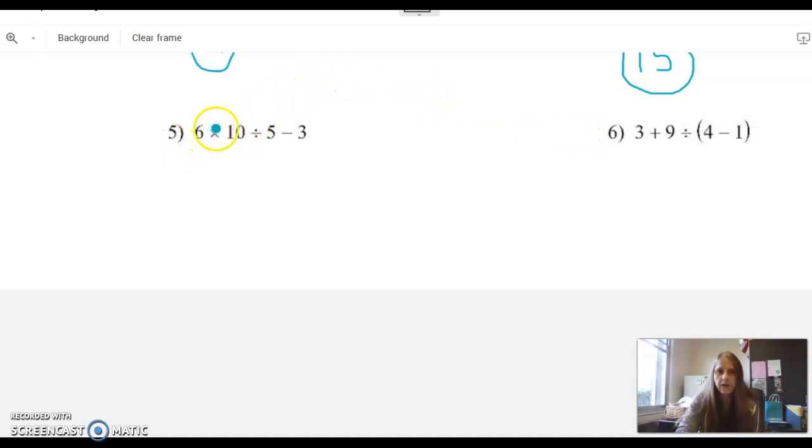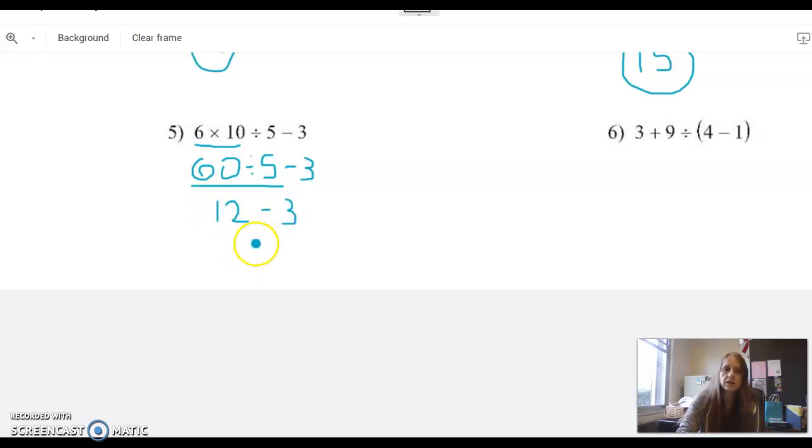So on 5, we can see we have multiplication, division, and subtraction. So we'd go multiplication or division from left to right. So we would start with the 6 times 10, which would be 60. So we still have the divide by 5. Oops, didn't get the dots. Trying to learn how to write with the mouse here. And still the minus 3. So now we have division. So 60 divided by 5 is 12. And we still have the minus 3. So then 12 minus 3 is our final answer of 9.